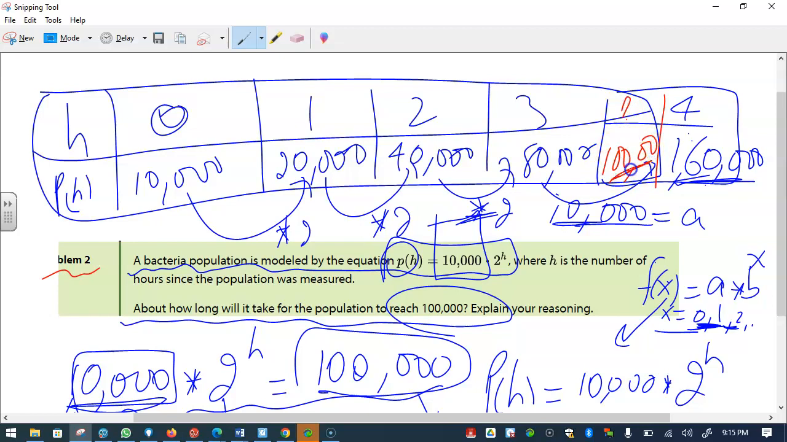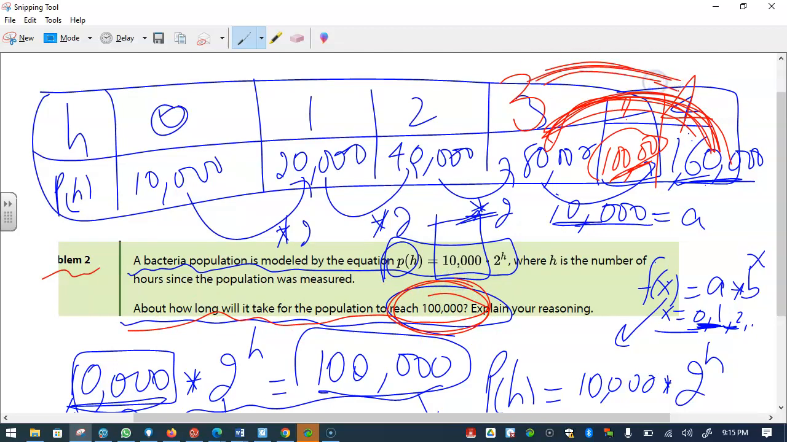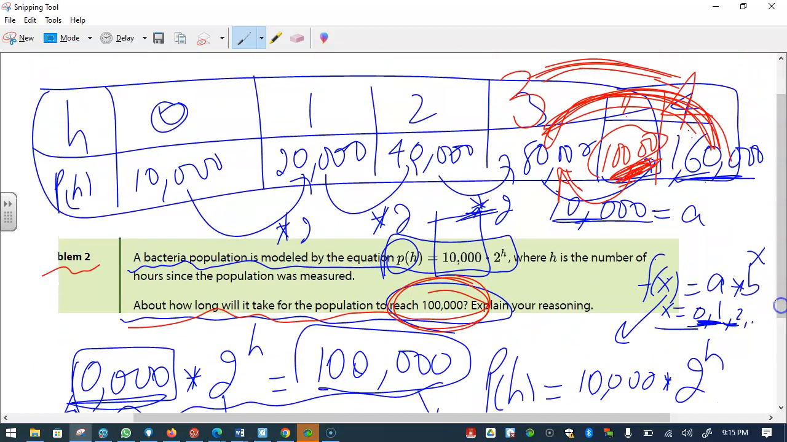You can see 100,000 is between 80,000 and 160,000. That means between 3 hours and 4 hours. So how long will it take for the population to reach this? The answer is between 3 to 4 hours. Now 100,000 is very close to 80,000, so we can say almost like 3 and something. So the hours it will take to have 100,000 will be between 3 to 4 hours. Hope that helps. Let's go to the next one.